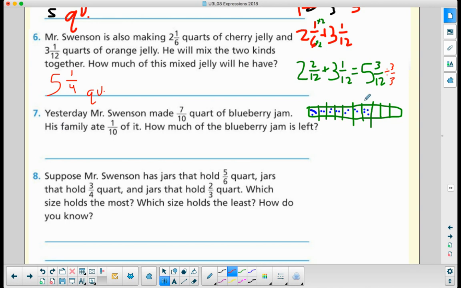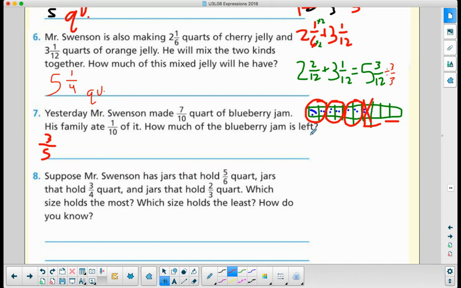If his family ate 1 of the tenths, I have 1, 2, 3, 4, 5, 6 tenths left. And I notice that 6 tenths can then be put into groups of 2. 6 tenths would be 1, 2, 3. And how many of those groups of 2 does it take to make a whole? 4, 5, 3/5.